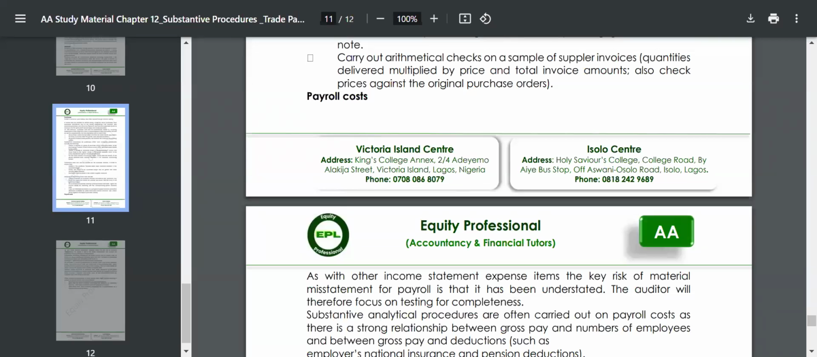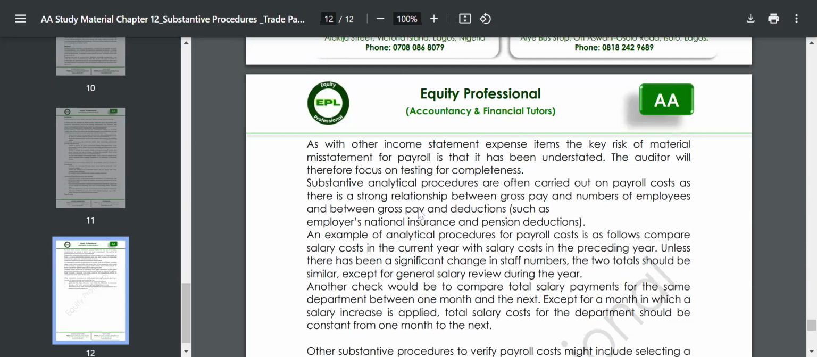We all know that payroll is an avenue where money can be paid for fictitious staff. So the auditor is concerned about the amount in the payroll. What is the income statement payroll looking like? Because like I said, this is an area where there can be material misstatement. So the auditor wants to focus on the calculation of the payroll cost.